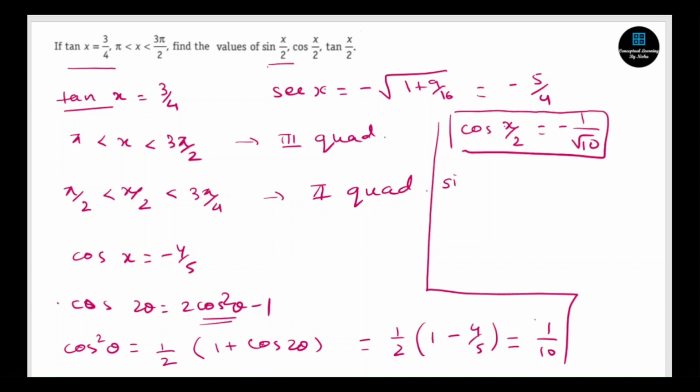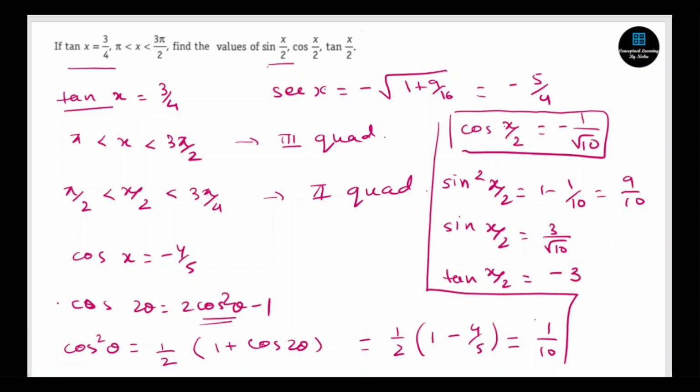Now sin square x by 2 is equal to 1 minus 1 over 10. This gives me 9 over 10, and now in the second quadrant sine is positive. So sin x by 2 is nothing but 3 over root 10. And now I can write the value of tan x by 2, which is negative, and this is 3 over 1, so which is negative 3, I can say. Correct? So we got all of them, right? All three values. So I hope you understand this question.